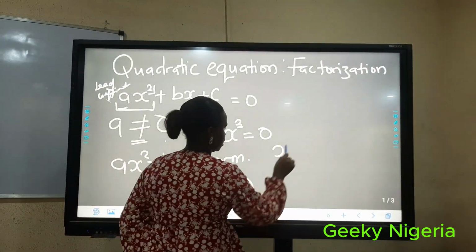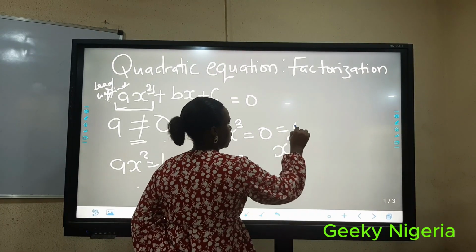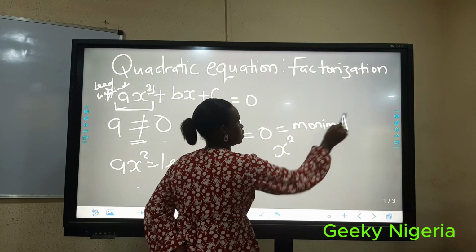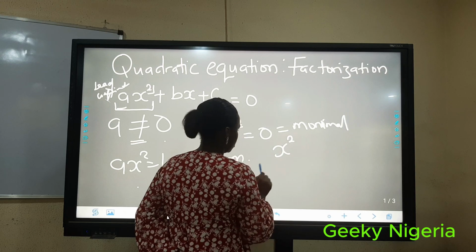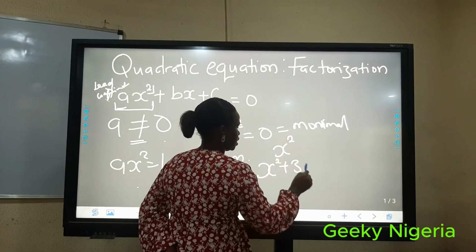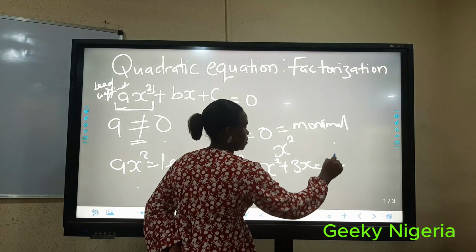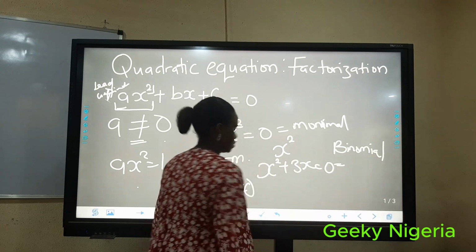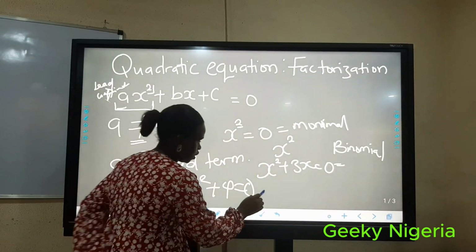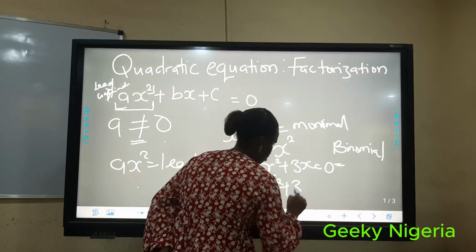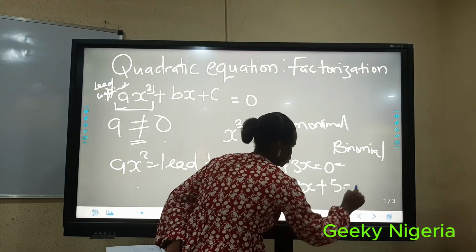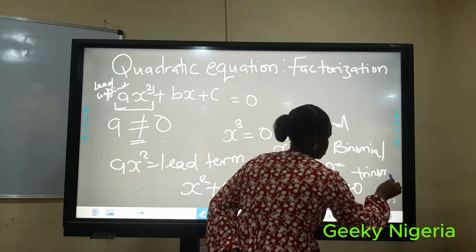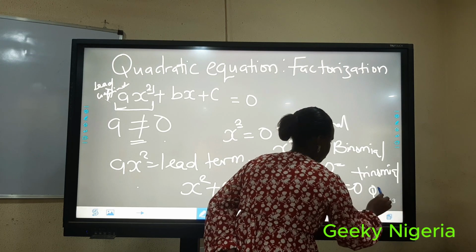So it means all these terms, x squared, this one is called a monomial quadratic equation. Then something like this, x squared plus 3x equals 0, is known as the binomial quadratic equation. And then the third one, where you have all three terms together, 5 is equal to 0, is called the trinomial, all three terms, quadratic equation.